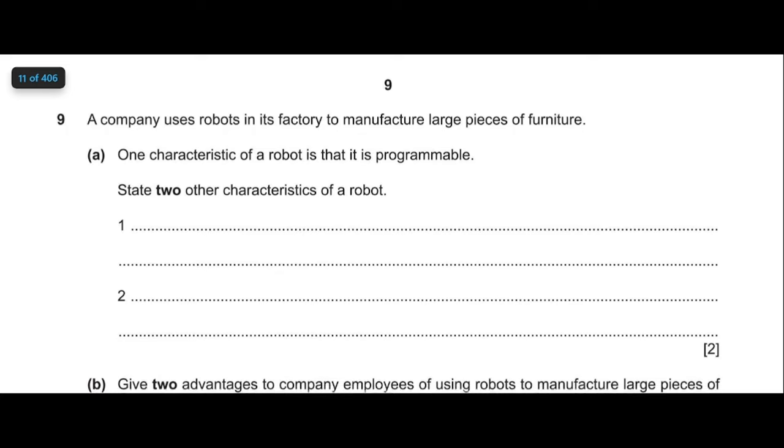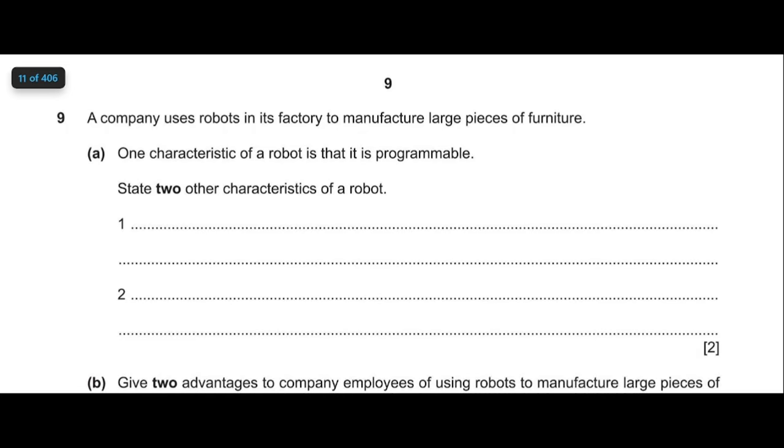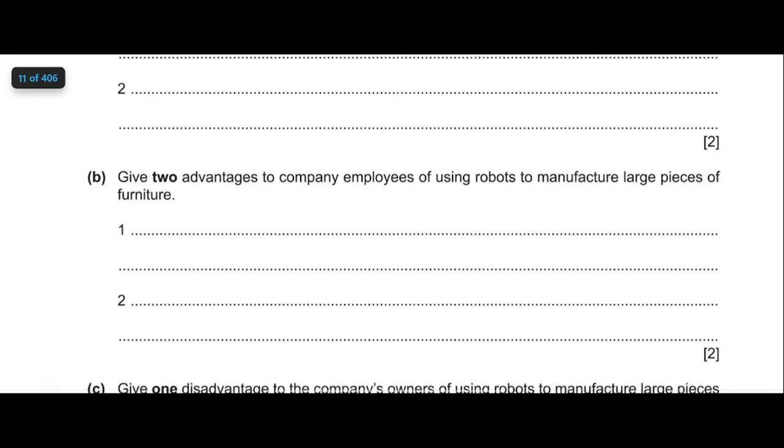Question number 9. A company uses robots in the factory to manufacture large pieces of furniture. One characteristic of a robot is that it is programmable. Okay, so state two other characteristics of the robot. So 9A is it has a mechanical structure and it has electrical components. So these are the two possible answers.